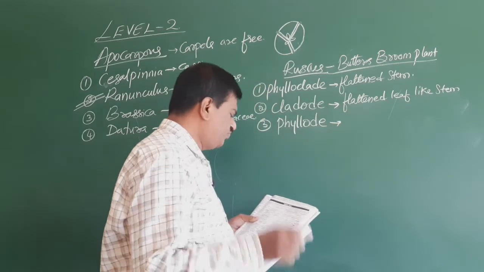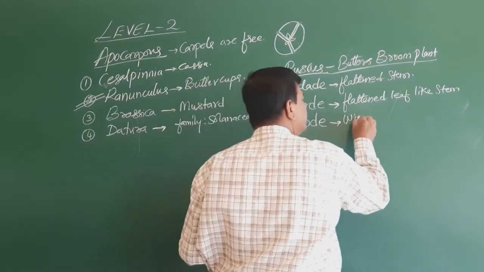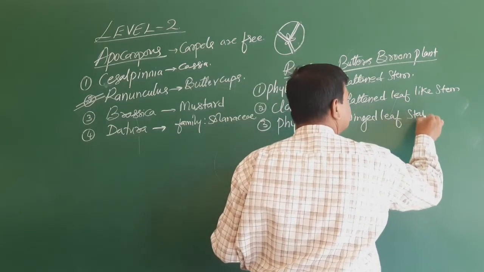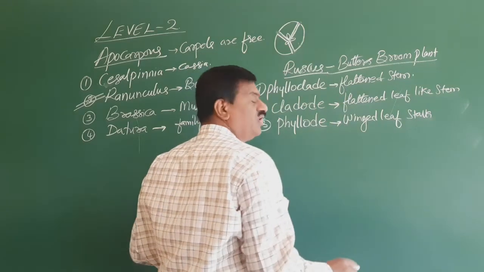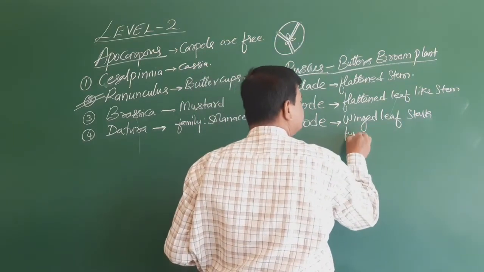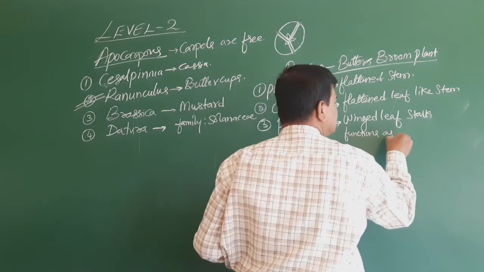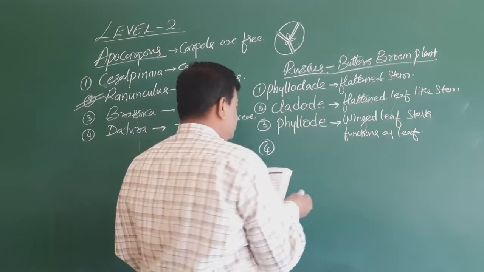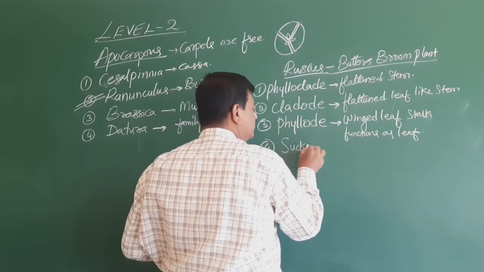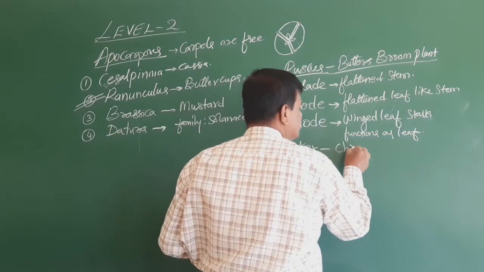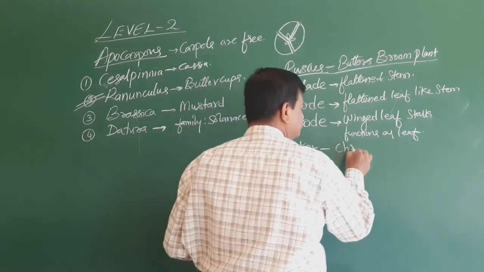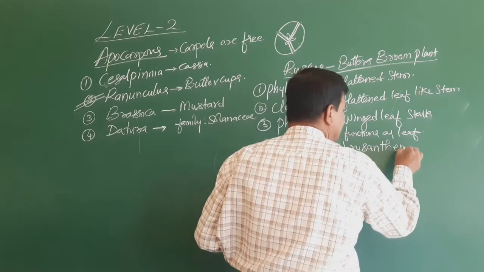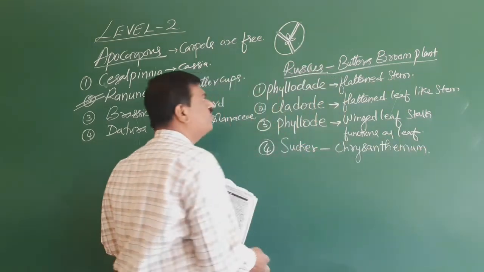Phyllodes is nothing but winged leaf stalk. Winged leaf stalk functions as leaf. And the fourth option is sucker. Sucker is one of the modifications, which can be seen in the chrysanthemum. In a chrysanthemum we can see the presence of sucker.